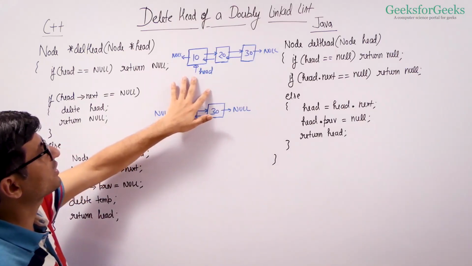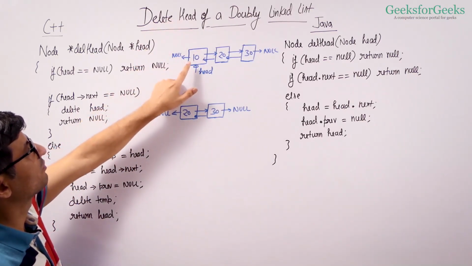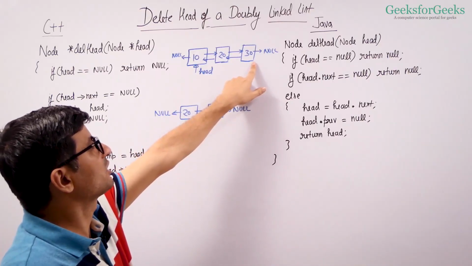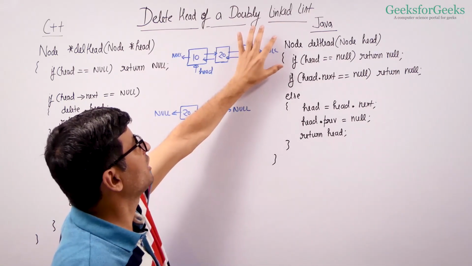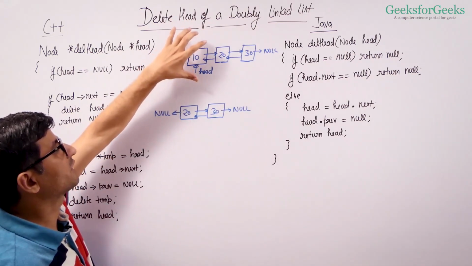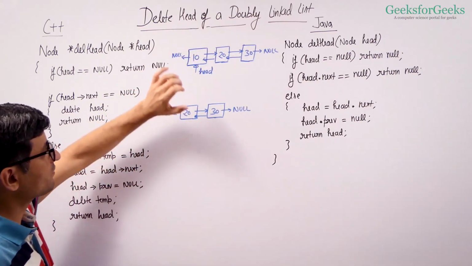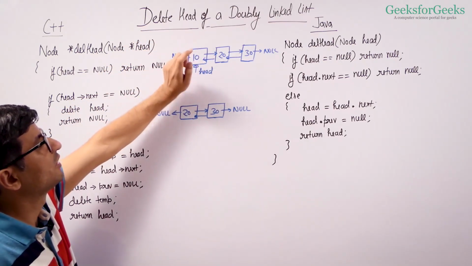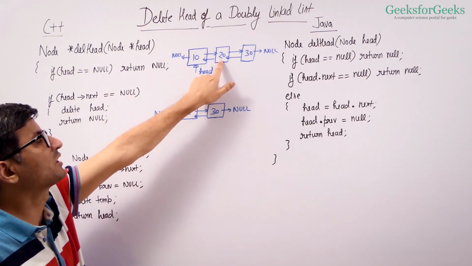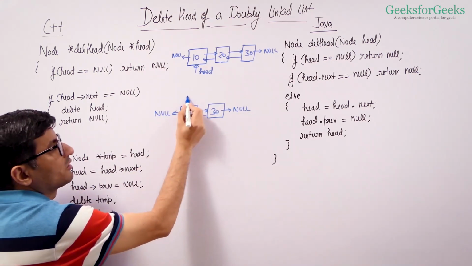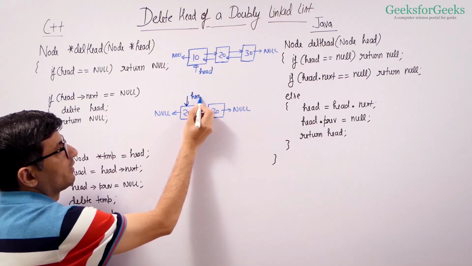Here we have three nodes. This is our initial head. Previous of head is null. And next of last node is null. Although we don't care about the last node here because we are only here to delete the first node of the doubly linked list. So what we want is, we want to delete this node. We want to set the previous of this node as null. We also want to mark this node as head node. So this should be our new head.